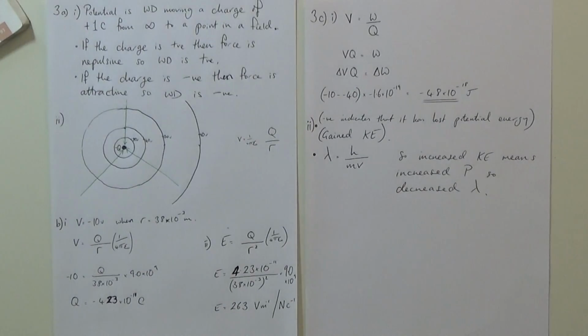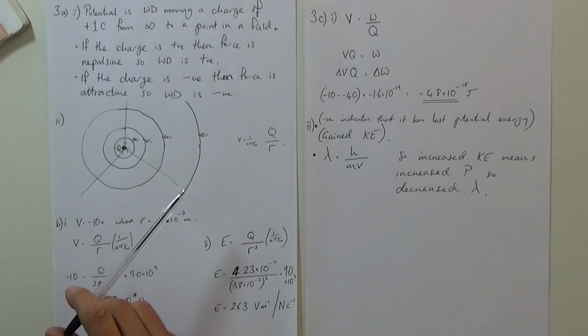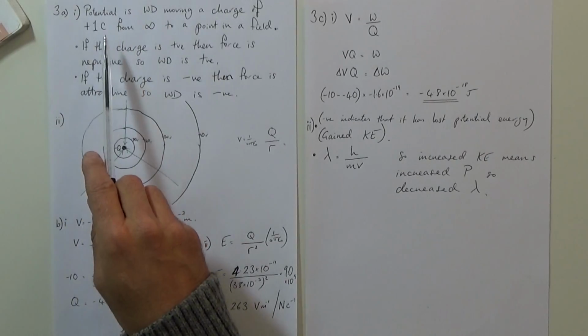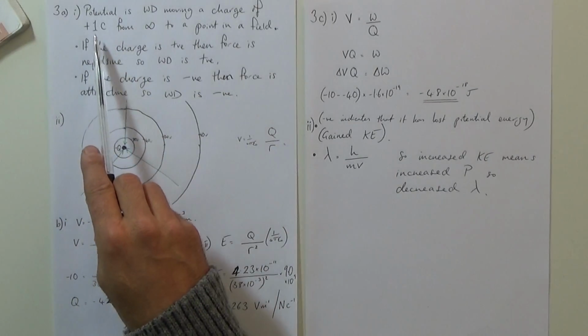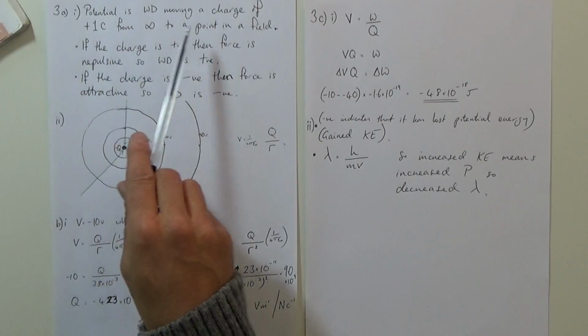Okay, question number 3, and it says explain why the potentials have a negative sign. So you have to think about what potential is. It's the work done moving from infinity to a point in the field. So it's the work done moving a positive charge of 1 coulomb from infinity to a point in the field.